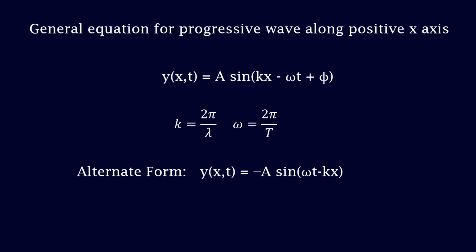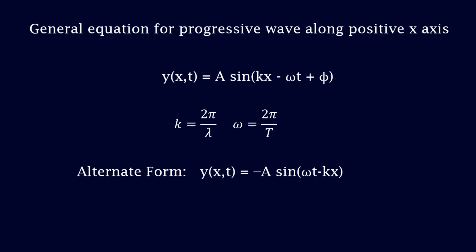The general equation for a progressive wave along the positive x-axis is given by y(x, t) = A sin(kx − ωt + φ). Here k = 2π/λ is the wave number and ω = 2π/T is called the angular frequency. Now let's see each and every term appearing in the equation.